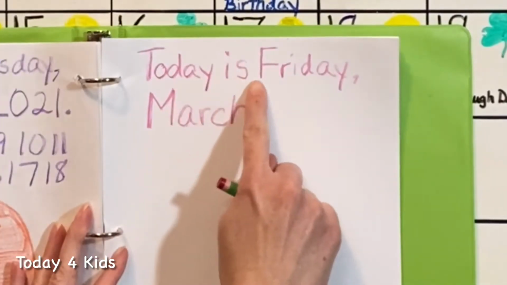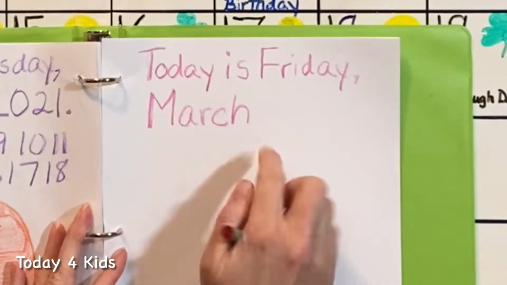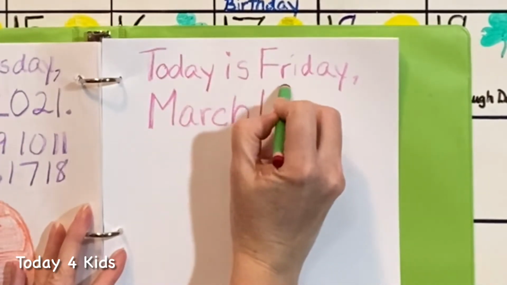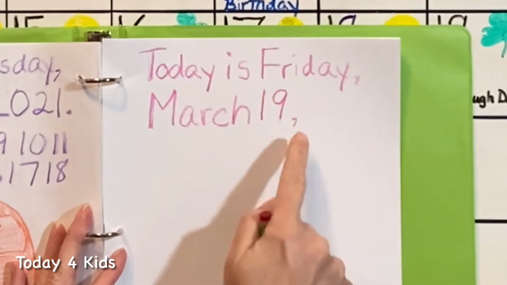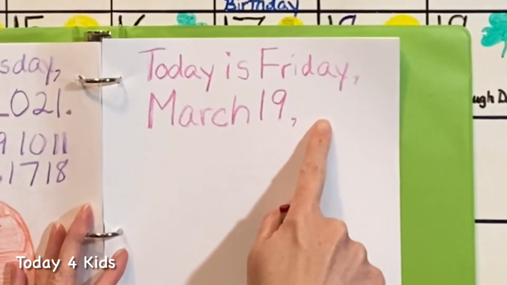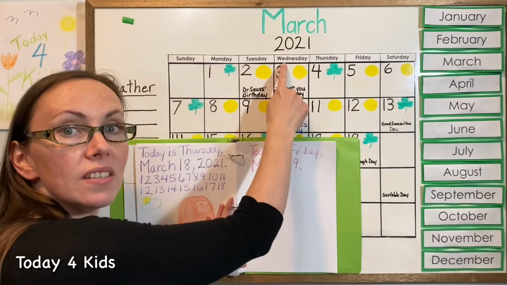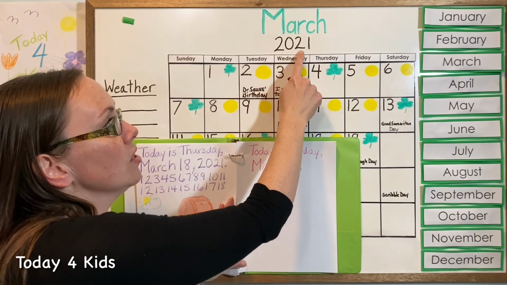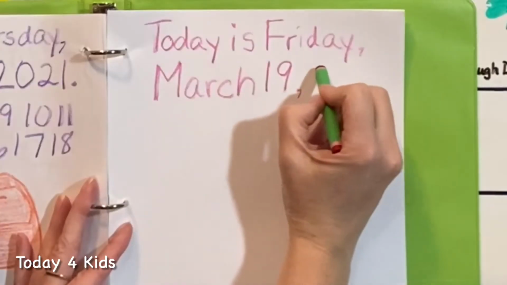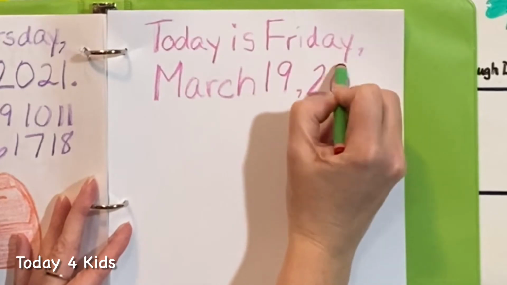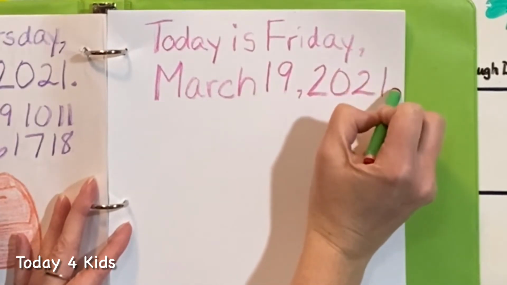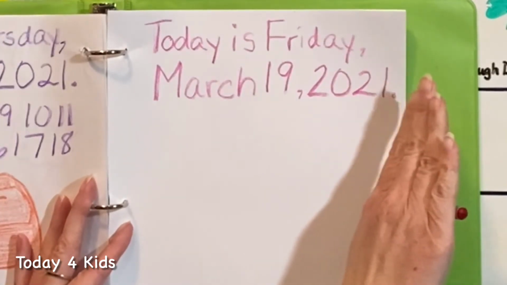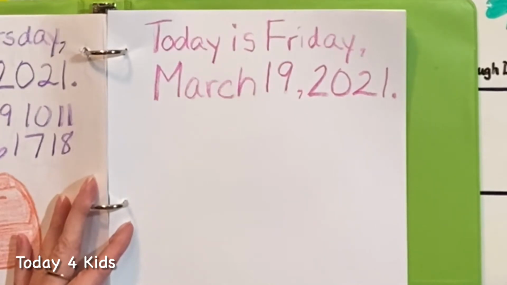Today is Friday, March 19th. 1, 9, and then a comma, and that comma reminds us to pause before we say the year. And the year is always at the top of the calendar. 2021, and then a period. And that period reminds us to stop. We're not going to say anything else after that sentence.